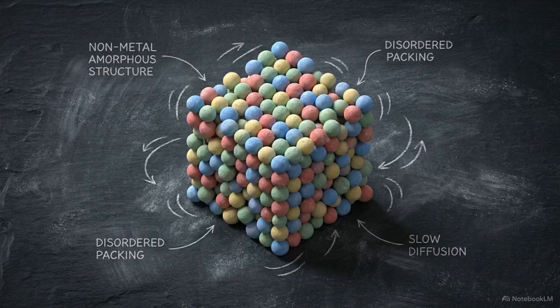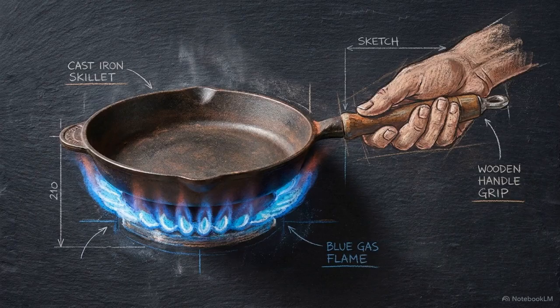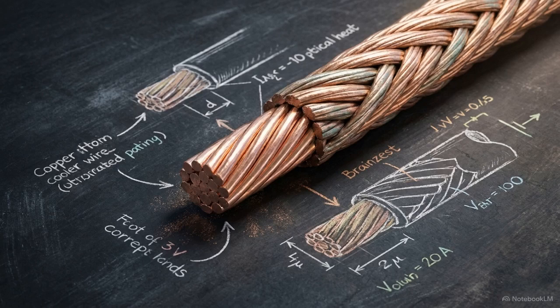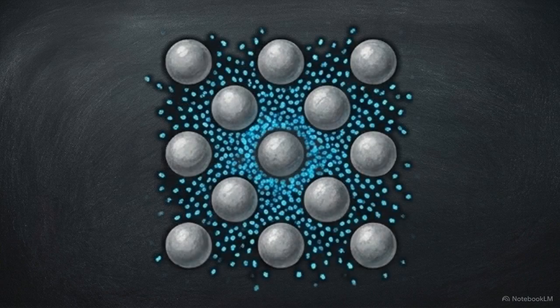Relying solely on this lattice vibration is an inherently slow, inefficient process. This specific structural limitation is exactly why nonmetals, like wood or plastic, act as thermal insulators. Metals, however, achieve superior thermal conductivity through a distinct secondary mechanism. Look at this updated diagram showing the structure of a metal.